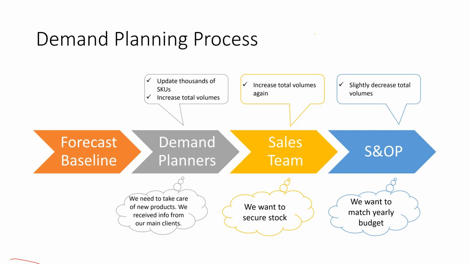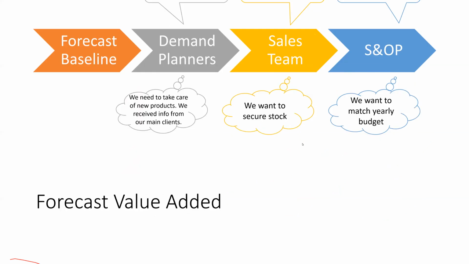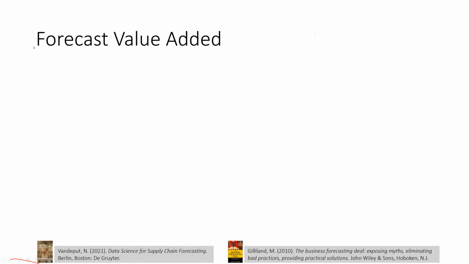Now, if you want this process to be efficient, you want to be sure that each step in the process only makes changes if they add value, right? You don't want the demand planner, the sales team, or the S&OP meeting to tweak the forecast if it just makes it worse, okay? So what we're going to use to track this is a process framework called forecast value added. It was promoted in the book The Business Forecasting Deal by Gilliland.